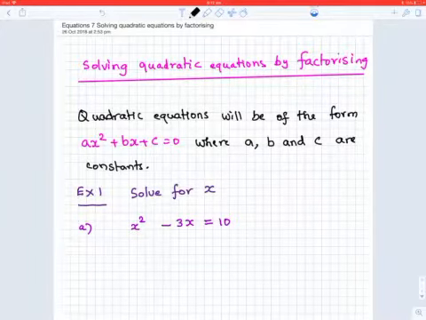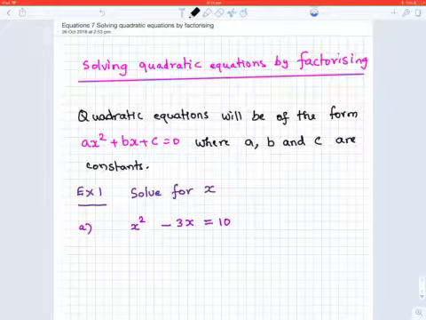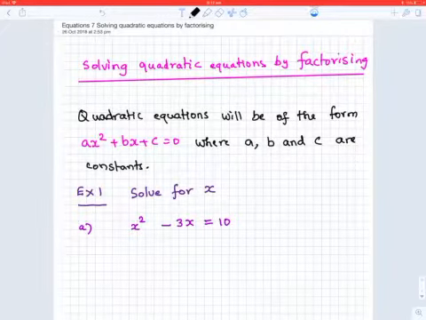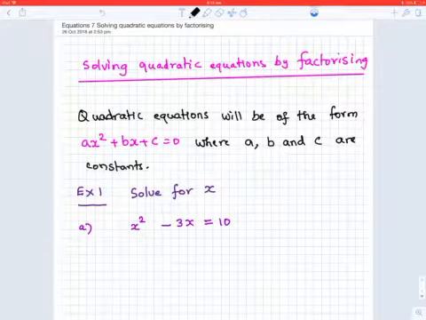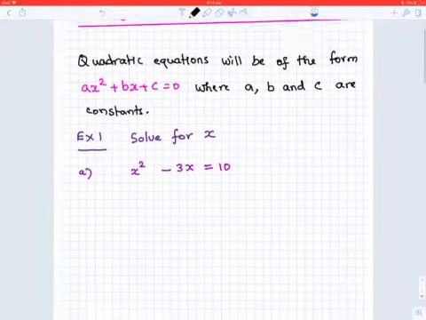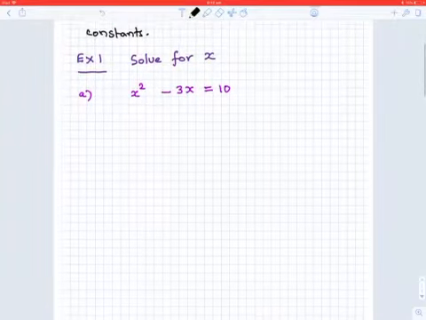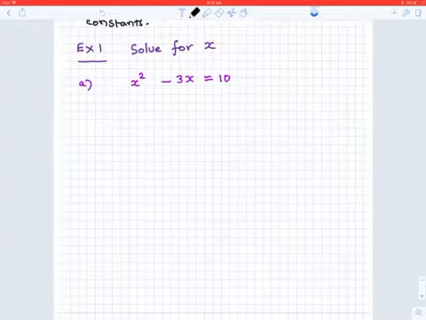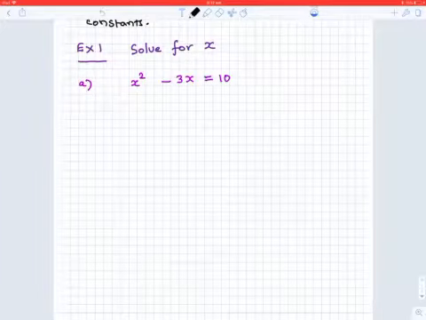Okay, so we're going to solve the equation, but before that we have to factorize. And we should have a quadratic equation, only then you can factorize. You can do otherwise as well, but quadratic equations first of all will be of the form ax squared plus bx plus c equal to 0, where a, b, c are constants, that means numbers.